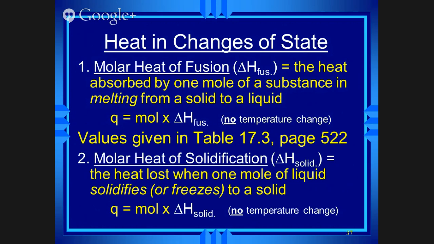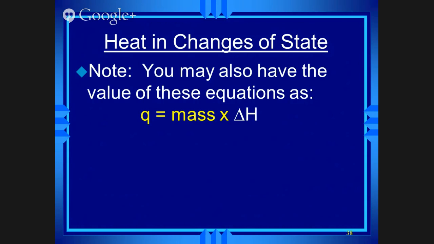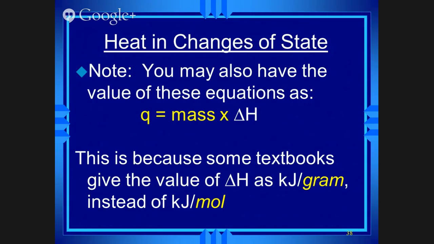Now, please understand, these are essentially the same thing. They're just going in opposite directions. So melting something or freezing something, those are just opposite aspects of the same process. So the numbers would be the same. It's just that in one direction it'd be positive and in the other direction it'd be negative. So essentially you could just see these as Q equals mass times delta H. That is because in some textbooks, instead of doing it per mole, they do it per gram.